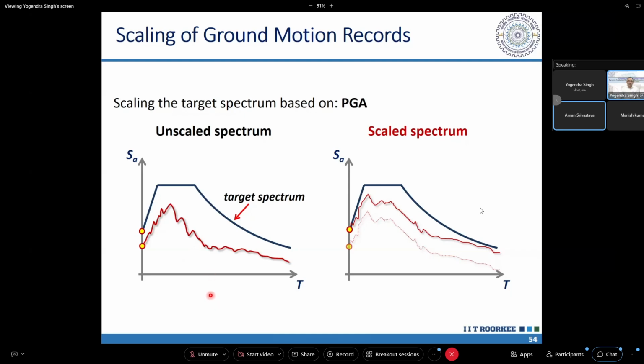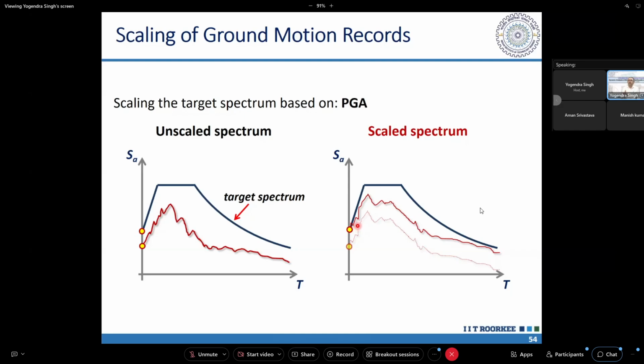Right, we did the PGA scaling. After that, okay. So I told you that we may not get the required ground motion, which is giving us exactly the same response spectrum which we are targeting for, which we are looking for. So in that case, what we do, we take the ground motion which is having response spectrum closest to our target response spectrum.